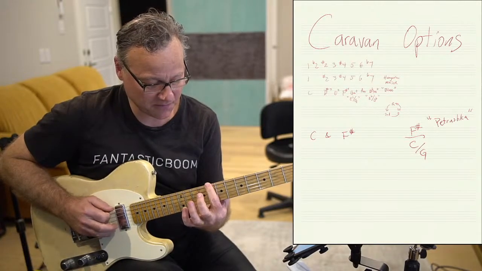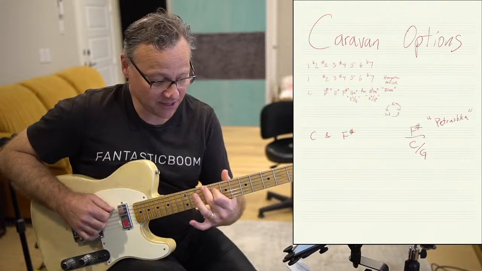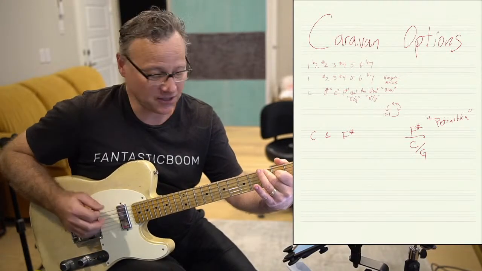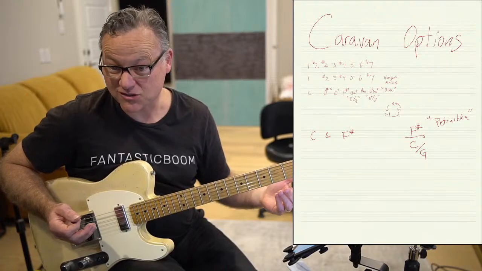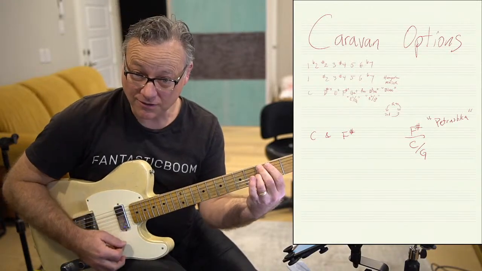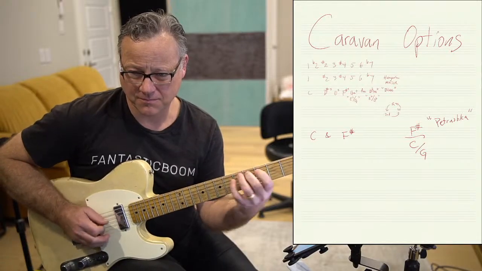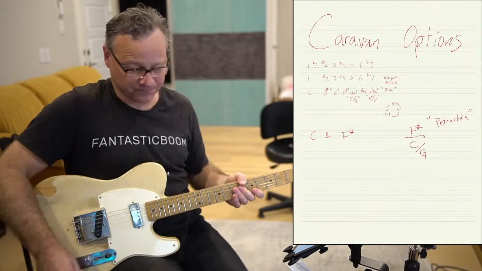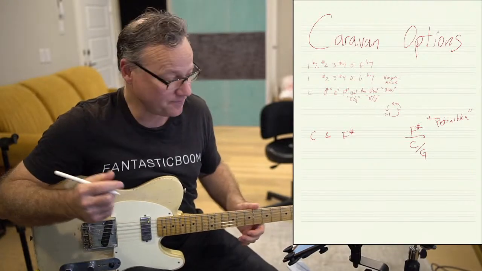Now, if you start from the fifth of one of them, in this case the fifth of F sharp or the fifth of C, I call it the Petrushka scale. So the Petrushka chord, Petrushka scale. Okay. So that's another option.